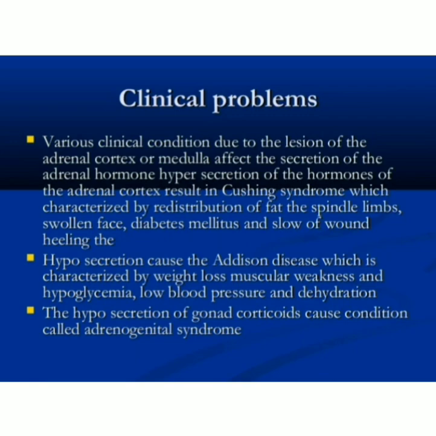The hyposecretion of gonadocorticoids causes a condition called adrenogenital syndrome. So this is all about the adrenal gland. You have to study the position, where it is located, the right and left adrenal gland, its anterior and posterior relations, blood supply, including arterial supply and venous drainage, and the clinical problems. And also you have to study the structure and the layers of the medulla and cortex.